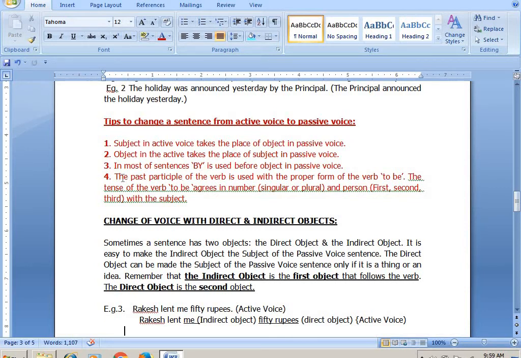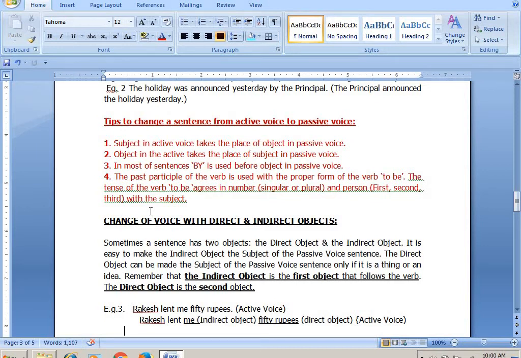Then, students, once again, look here. The past participle of the verb is used with the proper form of the verb to be. The tense of the verb to be agrees in number, singular or plural, and person, first, second, third, with the subject. This is what you have studied before, in 6th, 7th and 8th standard. You know the first person, second person, singular, plural very well.